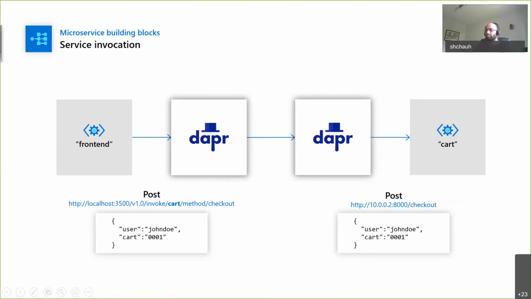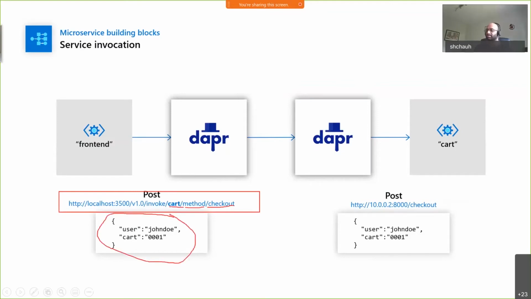Look at this one. I'm posting a message to my Dapr sidecar and telling it that I would like to execute this checkout method on my cart service. And this is the data, the parameter for the checkout. This call will flow from this Dapr sidecar to this Dapr sidecar, and ultimately to the service, and it will perform the action.